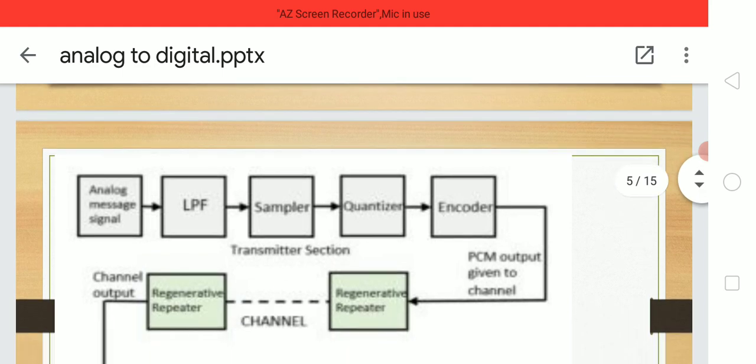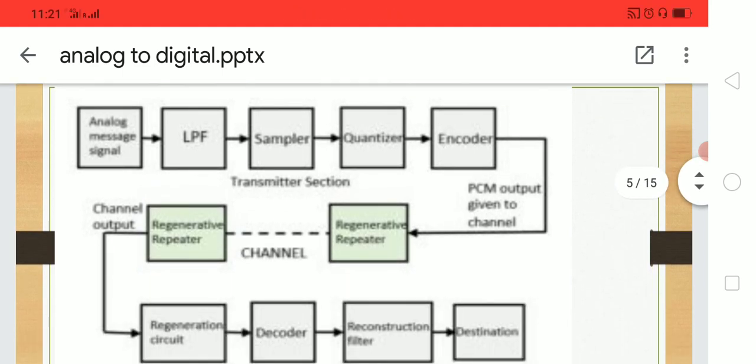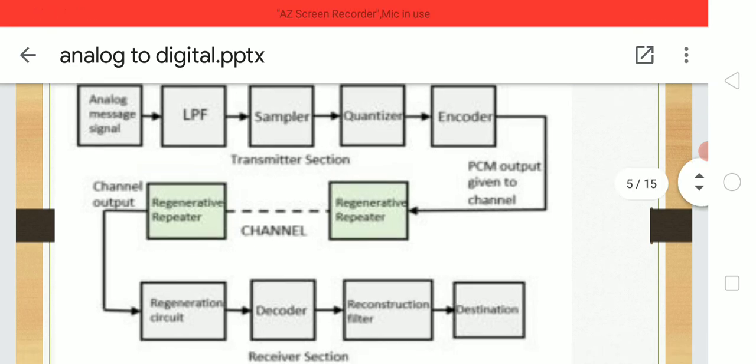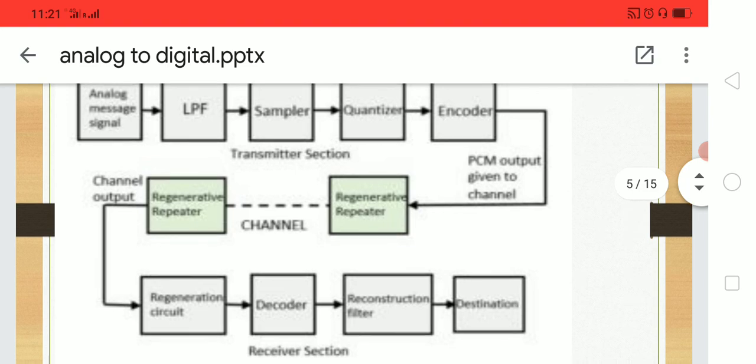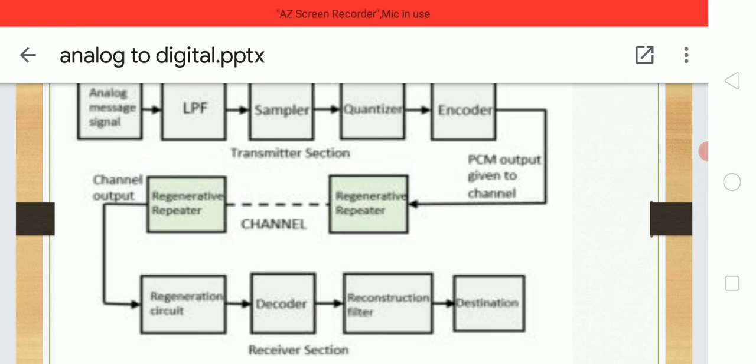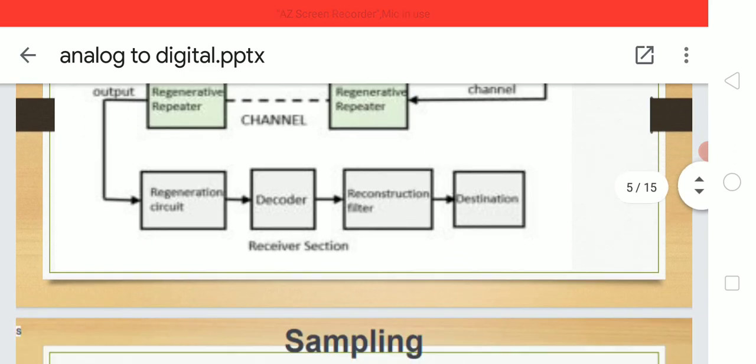Here the structure of the encoding process is shown. The analog message signal is passed to the LPF, the low pass filter. After removing the unwanted signal, it is given to the sampler, and after that the quantizer and encoder, and it is transmitted over the communication channel. If the communication channel needs a repeater, it boosts the signal, and at the receiving side the process is demodulated. The demodulation process is done on the receiver side.